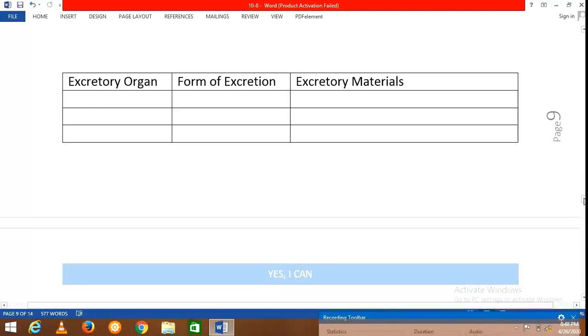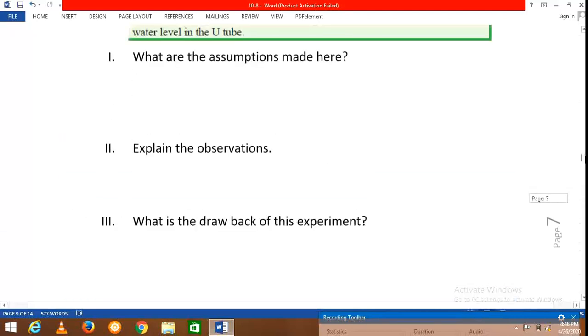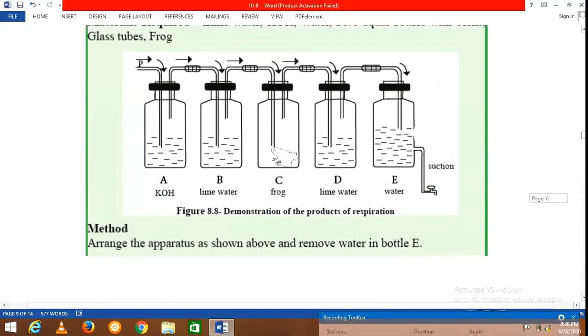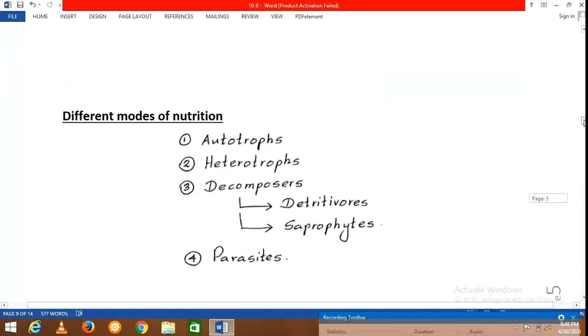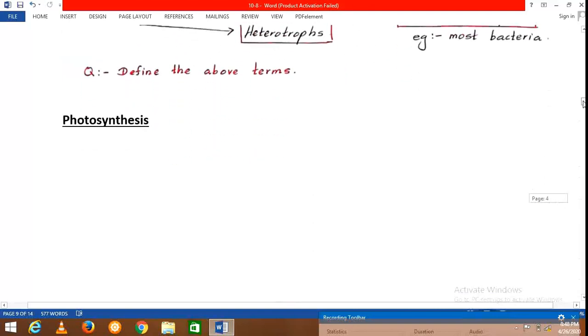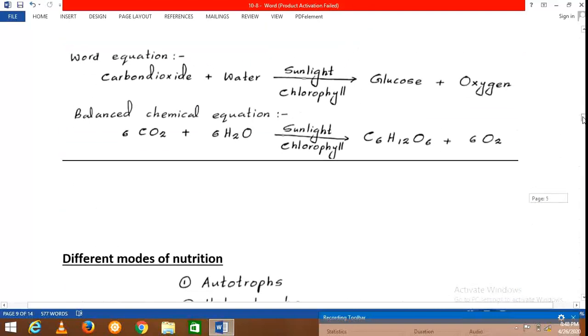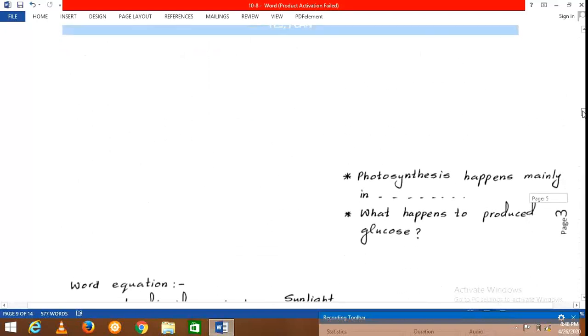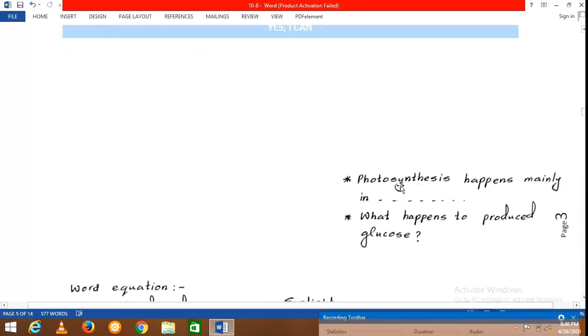If you think of a food chain as well as a food web, you will be able to think of the autotrophs and the heterotrophs who are existing in the environment. So this is what we have discussed. Photosynthesis happens mainly in leaves, and I explained what happens to the produced glucose after photosynthesis.